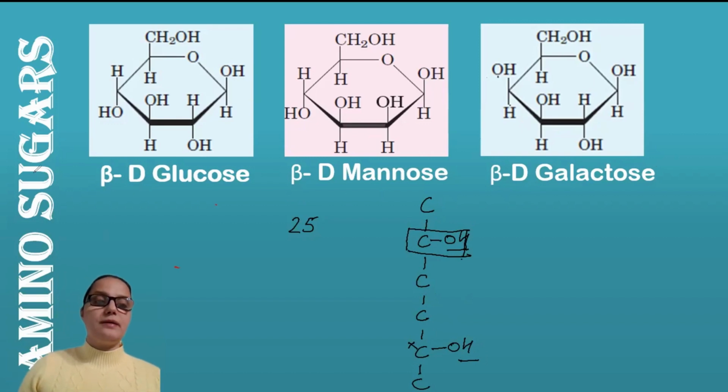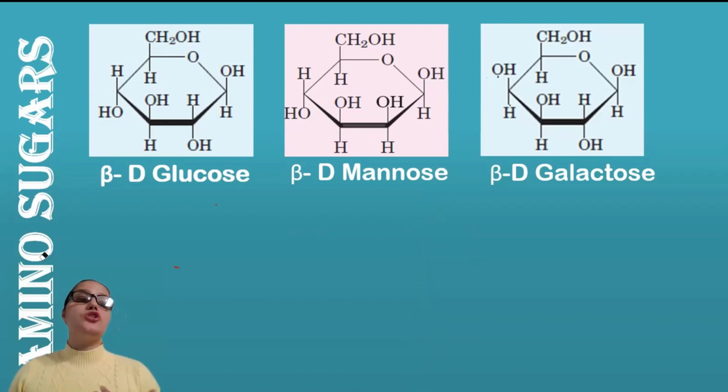So to conclude, in glucose, the hydroxyl group will direct downwards on carbon number 2 and 4. On mannose, it will direct downwards just on carbon number 4, while in galactose, the OH will direct downwards just on carbon number 2. So these are the basic, most abundantly occurring monosaccharides which we come across during our studies.